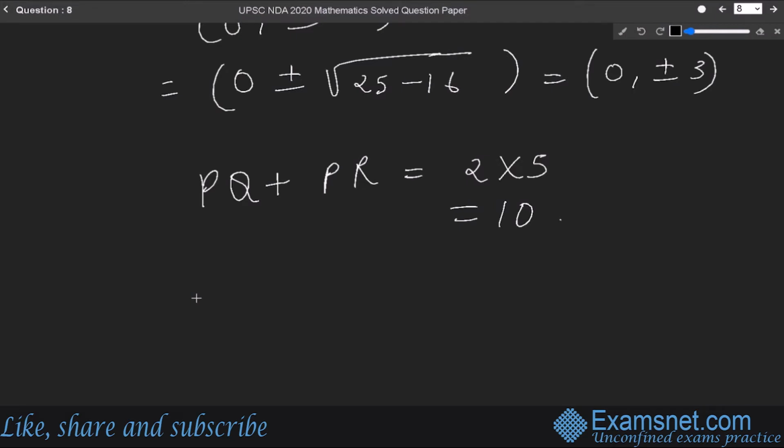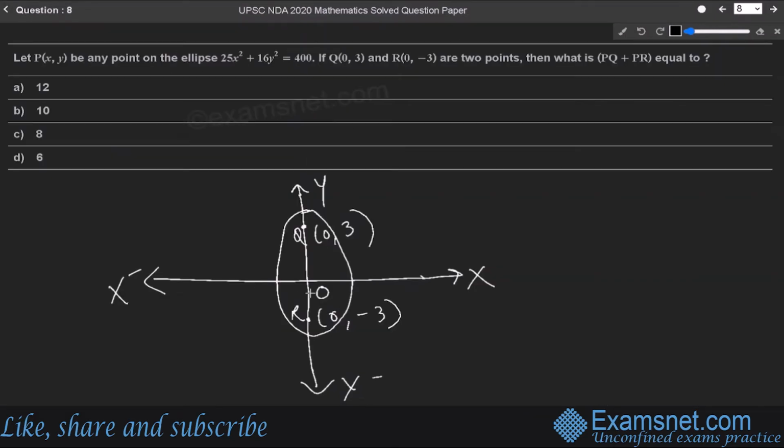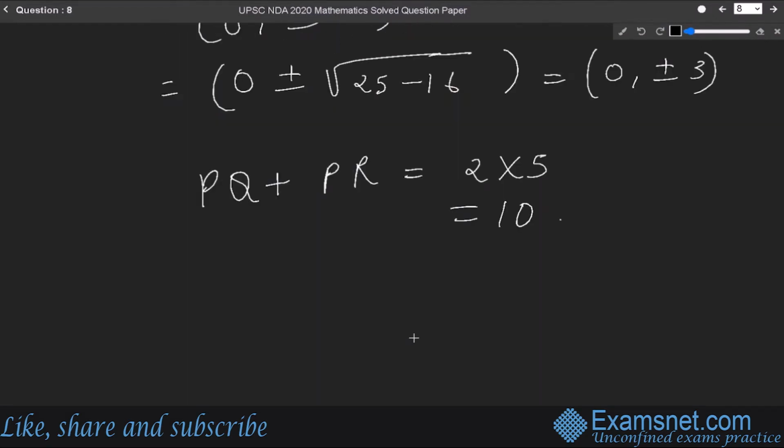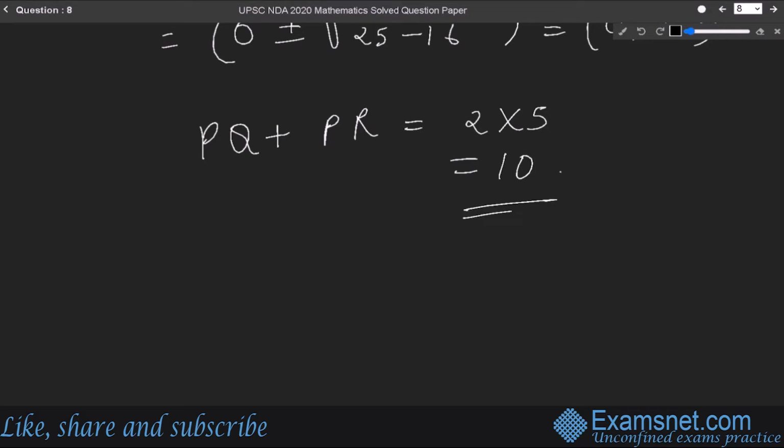Since the question says that point P(x, y) lies on the ellipse, it means the point lies somewhere on the ellipse, then the sum of its distances from the two fixed points is always constant. Therefore, it will be equal to the length of its major axis, and the length of the major axis will be from (4, 0) to (-4, 0). So we can say that PQ plus PR is equal to 2 into 5, which is 10.